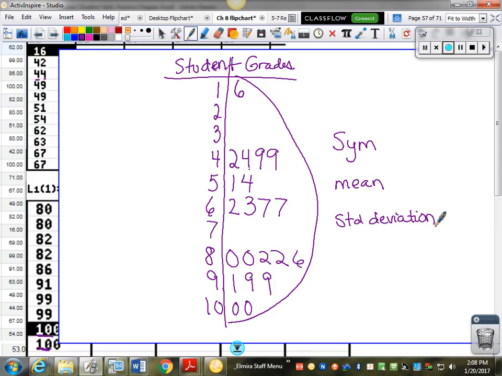Okay, mean and standard deviation. All right, then on your homework, you're going to say, well, Mrs. Andrews, our stem and leaf plots don't look like that. They look like they have 2 sides. Okay, that's called a double stem and leaf plot.